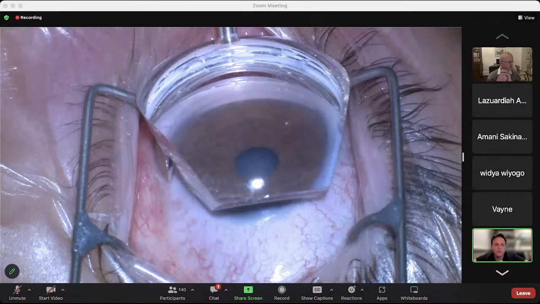It's very important to get a clear view of the cornea with the portable slit lamp before you go ahead with the goniotomy itself, because that's the best view you're going to get.